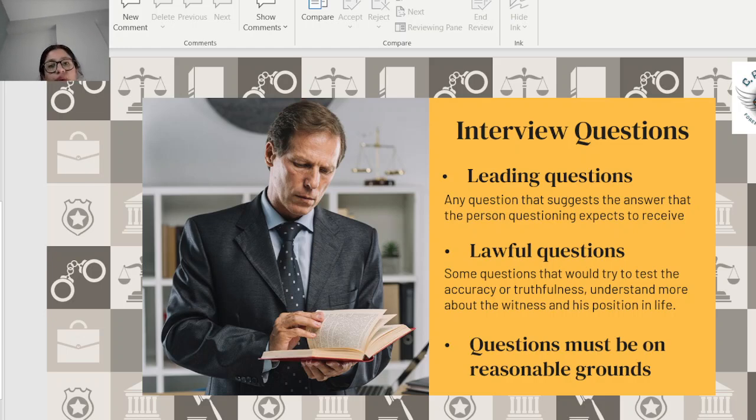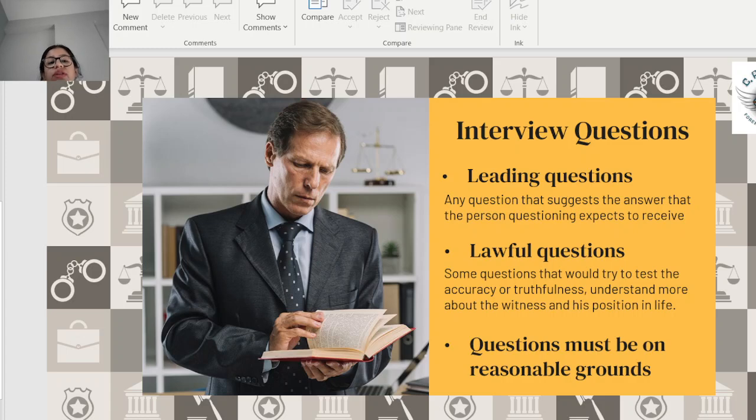Now we'll talk about lawful questions. The witness statements will be taken as evidence by the court, but it must be proved that the witness is actually telling the truth. These are your lawful questions. They are given in section 146 of the Indian Evidence Act, which states that during the cross examination of the witness you can add some questions, in order to test the accuracy or the truthfulness of the witness, and you should always understand more about the witness and his position in life. That is your lawful question.